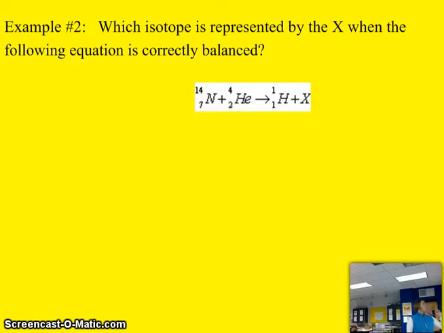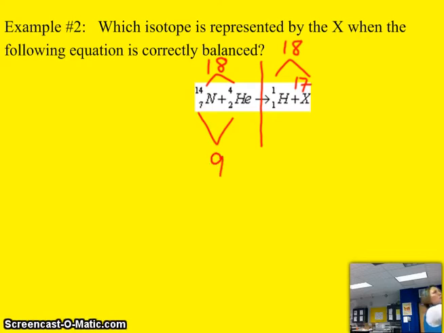So if we go to the next one, example number 2, which isotope is represented by X when the following equation is balanced? Okay? So we draw a wall where our arrow is. We go to the side that does not have the X, and we add up the top numbers. And this time they equal 18, which means when I add up these top numbers, they have to equal 18. Right now you have a 1. What can you add to 1 that will give you 18? That's right, 17. And you do the same thing with the bottom number. 7 plus 2 gives you 9. What can you add to 1 that would give you 9? That's right, 8. So now we're going to go to the periodic table and look up the symbol that goes with the atomic number of 8. And it should be oxygen. So your missing particle is an isotope or atom of oxygen. Okay?